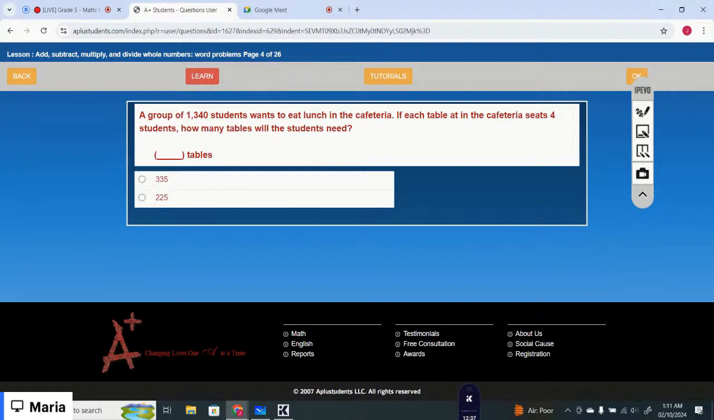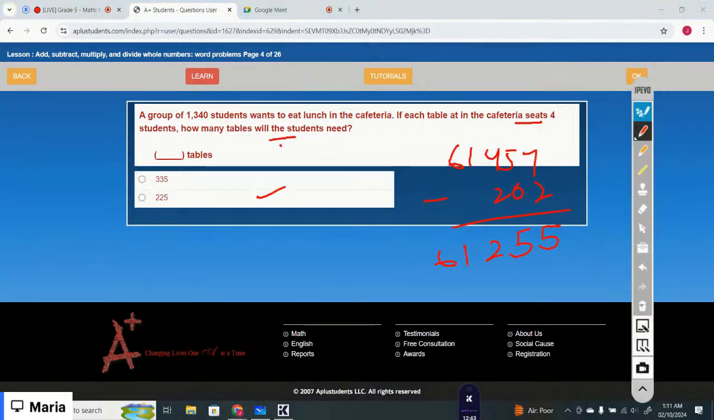You have to divide, right? That's the one we did in the tutorial. You have to divide 1340 by 4 because you need to calculate how many tables you need for 1340 students, right? You have to divide. So you need to count 4 until 12. You can go for 4 times 3 is 12.